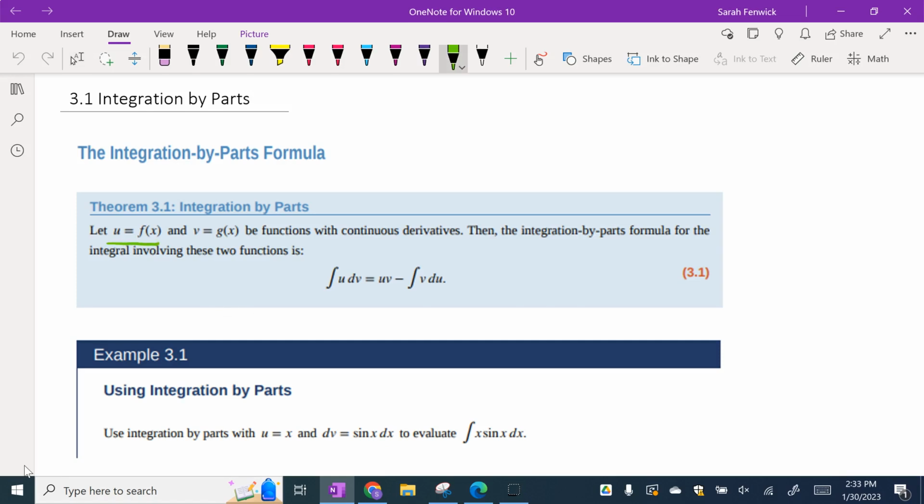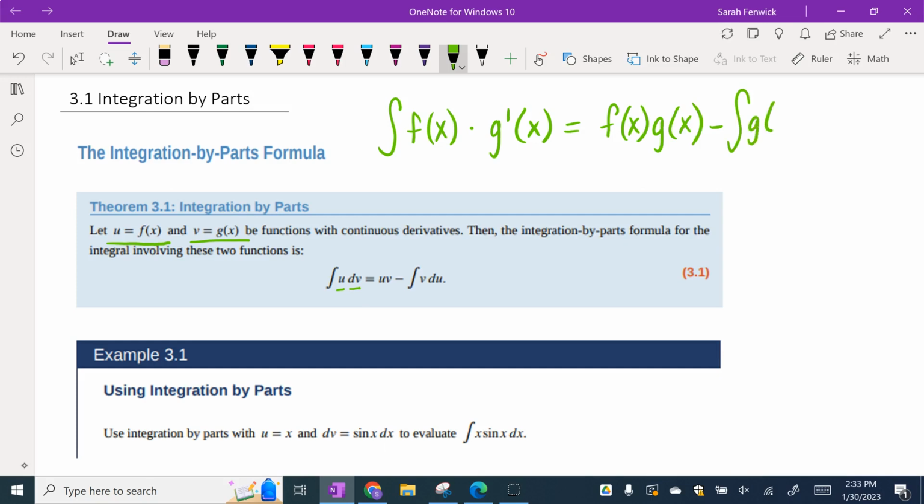But we have two separate functions. u is going to be our f of x, and v is going to be our g of x. So what's going to happen is the first problem is going to be u dv. Think of that like f of x times g prime of x. And what we're going to do is find f prime of x and find g of x, which means working backwards from each other. And that's going to set up our problem as f of x times g of x minus the integral of g of x du, which is going to be f prime of x.